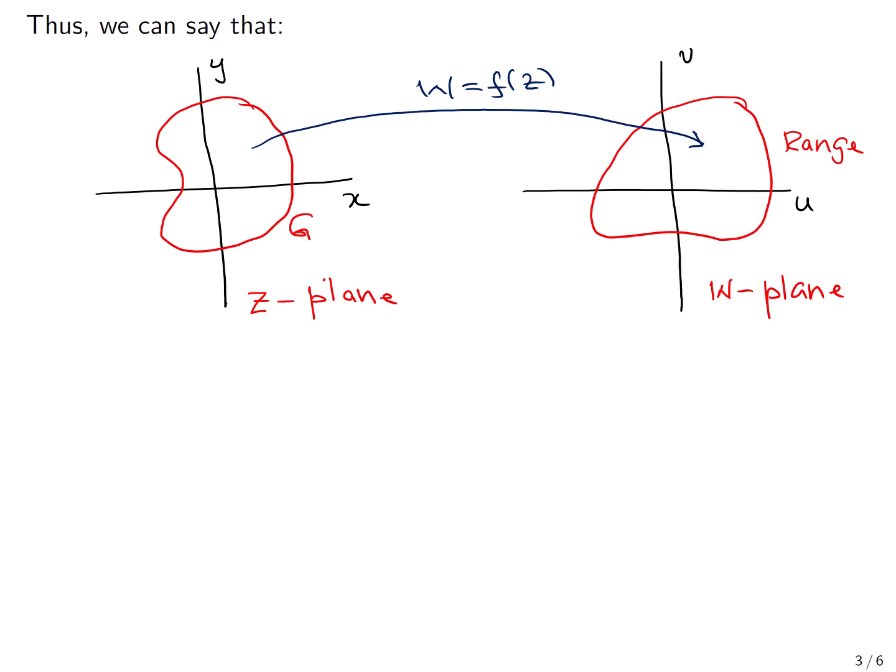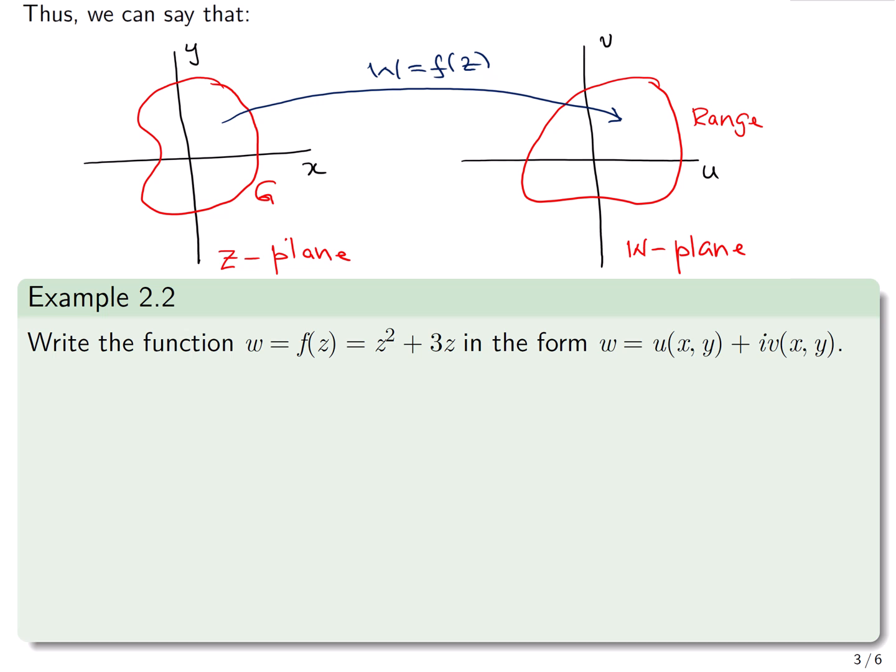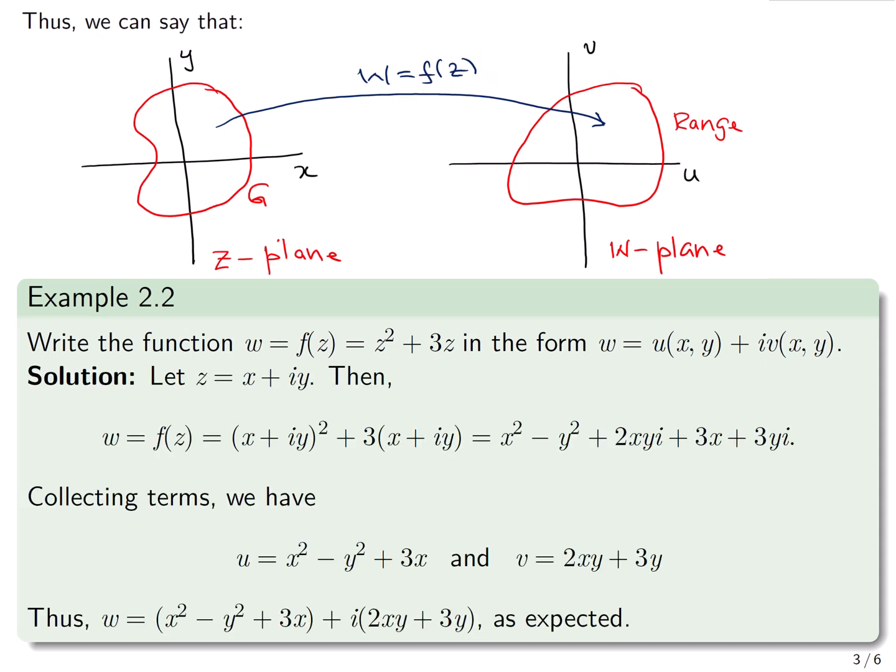Let's look at some examples first. As the first example, write the function w equals f(z) equals z squared plus 3z in the form w equals u(x,y) plus i v(x,y). What we normally do if you get a problem like that is first pick z in the form x plus iy and then substitute. So we let z equal x plus iy and substitute that in the function.